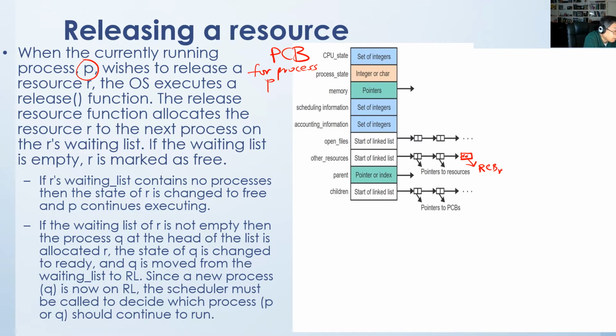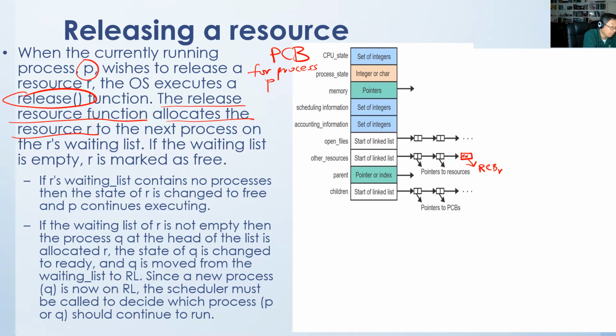Then when the process P has done its job and it doesn't need the resource R, it doesn't make any sense for the process P to continue to hold the resource R, because the resource R may be needed by other processes. So the operating system executes the release function. The release resource function allocates the resource R to the next process on R's waiting list.